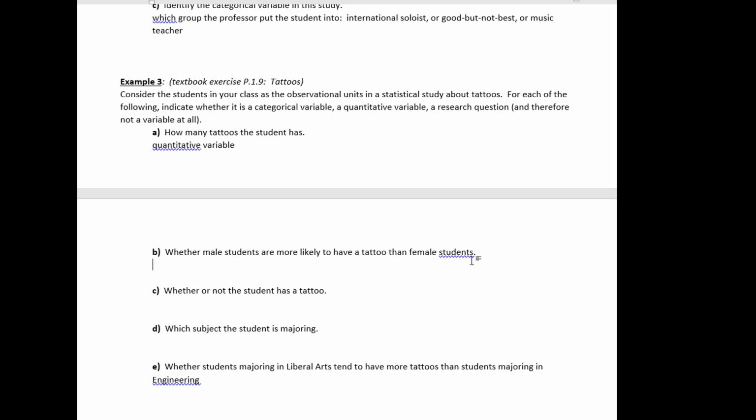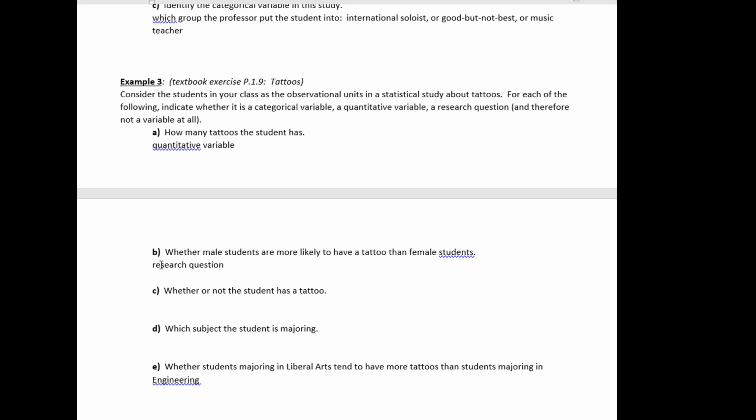In order to answer this question, I would actually have to do a statistical study. I would have to go out and talk to lots of male students and talk to lots of female students and write down whether they're male or female and how many tattoos they have and perform an analysis. I can't just answer that by talking to an observational unit. So this is a research question.